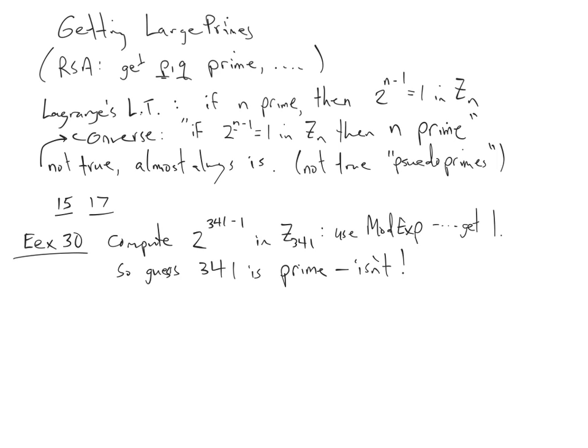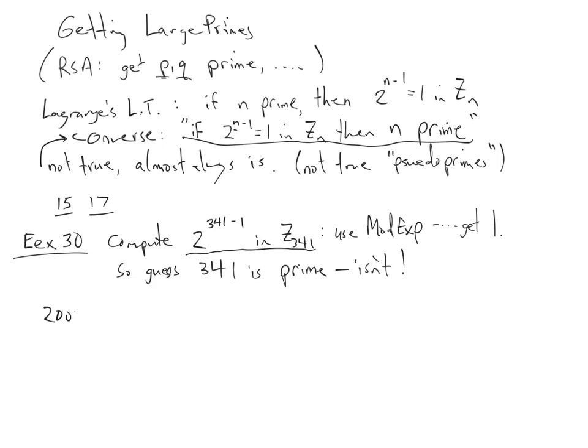I think 341 is the smallest pseudoprime. We can do the arithmetic of computing 2 to the 340 in Z sub 341 with a calculator, without too much work. But back in the day of Euclid or somebody, it was too much arithmetic, and so this conjecture that the converse was actually true probably was exciting for a long time. They thought it might be true, but it turns out it wasn't.